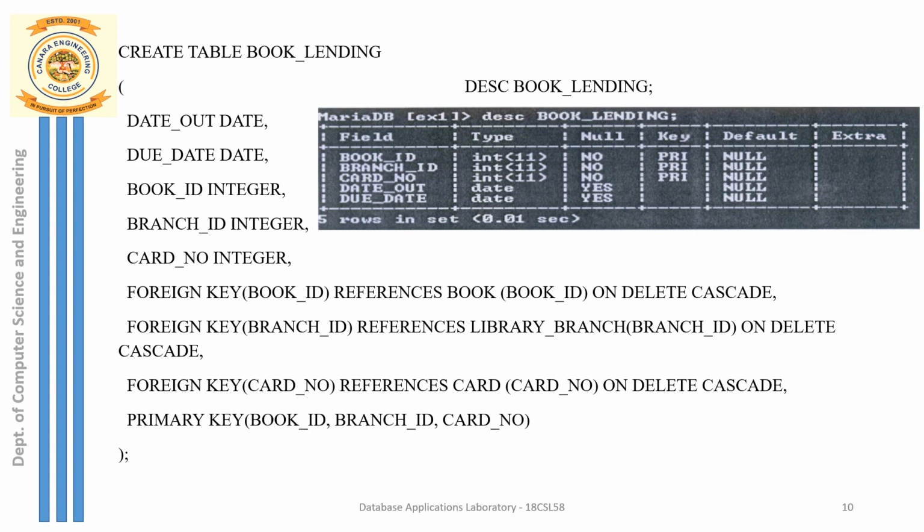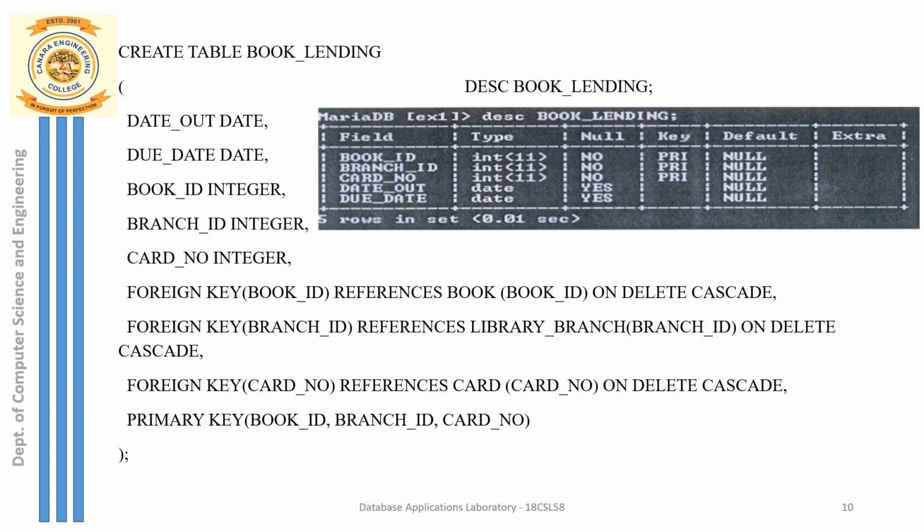Remember, whenever you mention a foreign key like card number, the main base table should always be already created. Here the book table is already created and the library table is also already created, but the card table I didn't show you, though it is there in the next few slides. But remember the order: before you create the book lending table itself, your card table must be created.